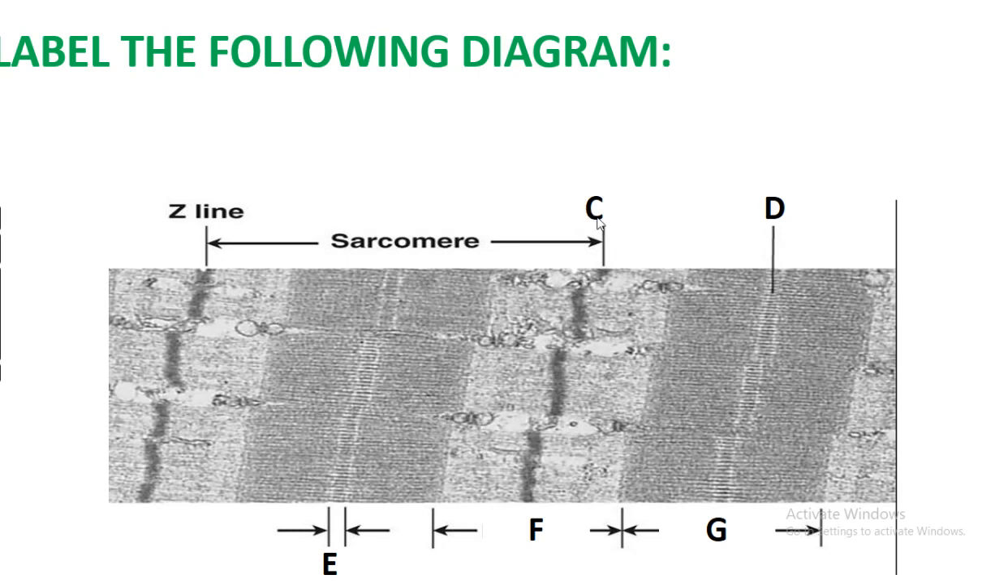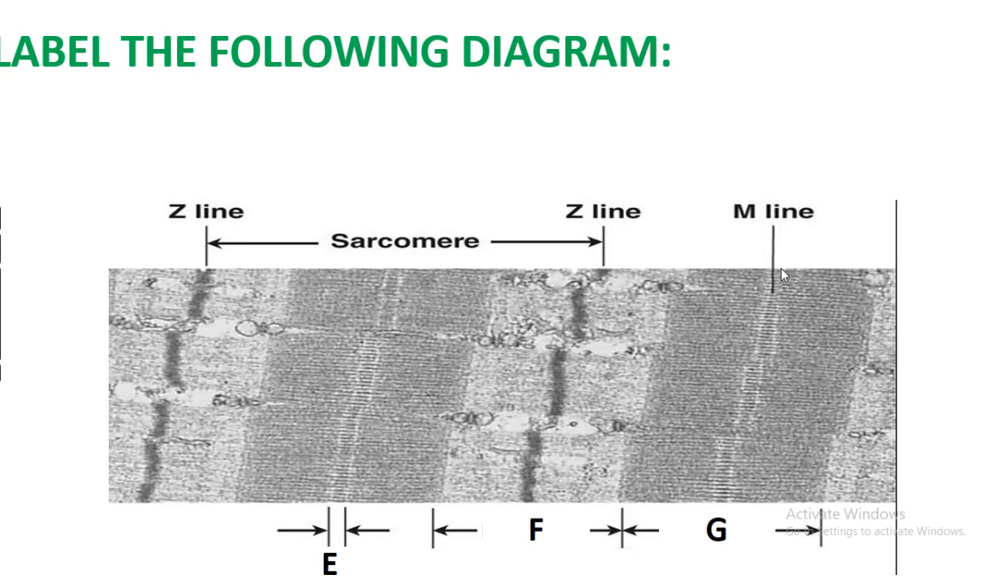So let's quickly look at C. C is also a Z line, the same way this one is a Z line, and even that one is a Z line. Let's go and look at D. D is within the A band. So let's quickly look at what D is. D is known as the M line.